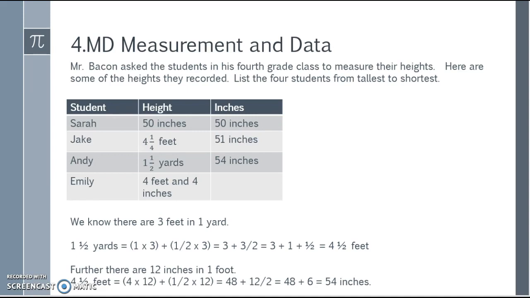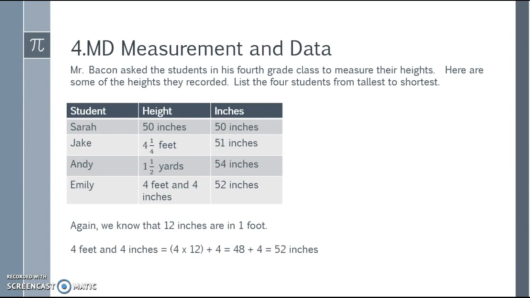Again, 12 inches is 1 foot. So I decompose one more time. 4 times 12 plus a half times 12 is 48 plus 12 copies of 1/2, which equals 48 plus 6, which is 54 inches. Finally, Emily is 4 feet and 4 inches, 12 inches in 1 foot.